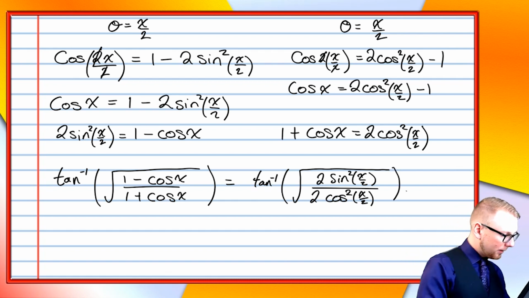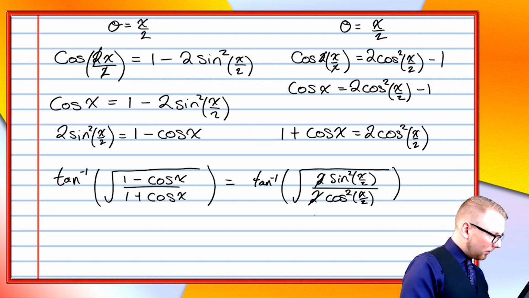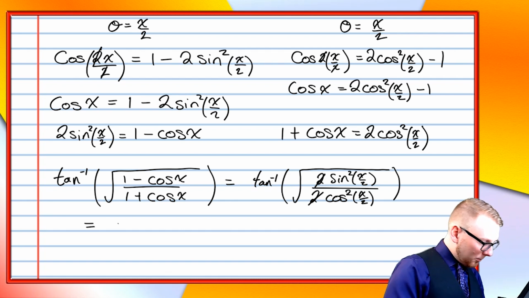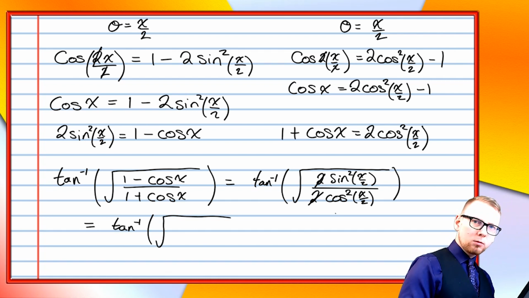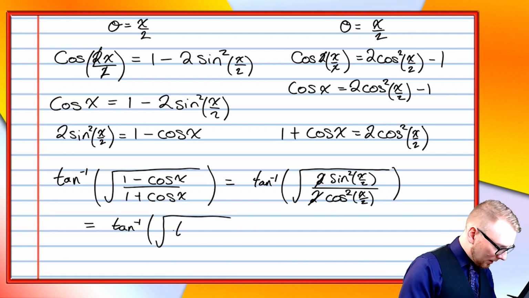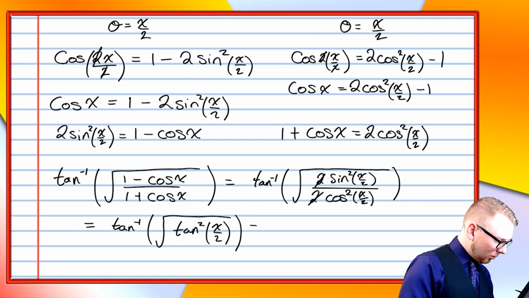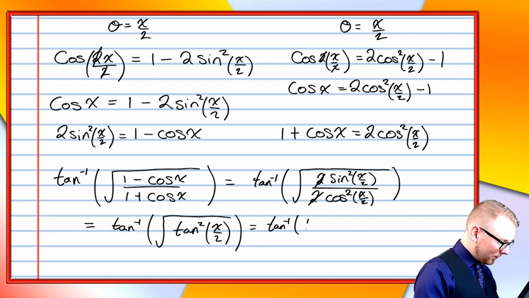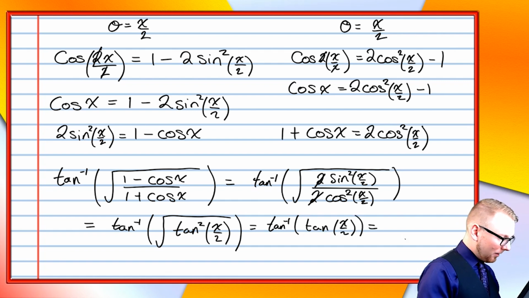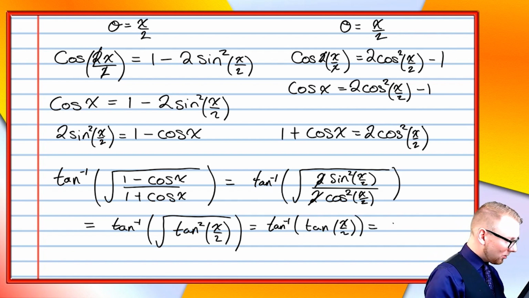Oh ho ho, look at this. Those 2's cancel out. Oh, this is even better. We've got tan inverse of the square root. Oh look, sine squared over cos squared. That's tan squared. We've got tan squared of x over 2. This is going to be equal to tan inverse of tan. Oh no, look at this, x over 2. Tan inverse of tan cancels out, so we just get x over 2, and we're done.